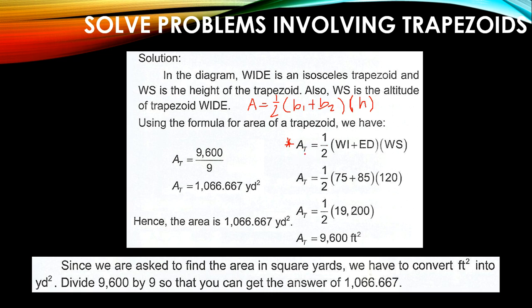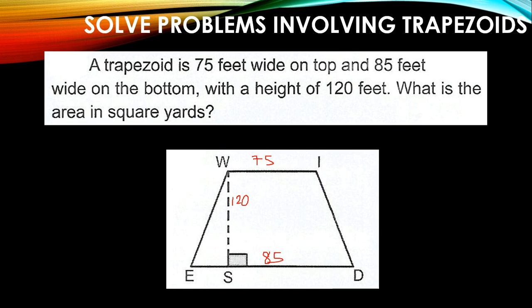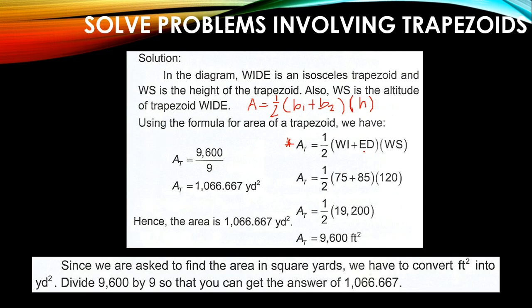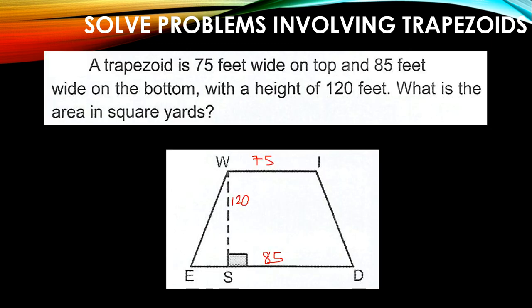A sub T equals 1/2 times WI. So, WI is the upper base. ED is the lower base. So, WI plus ED times WS. Okay? Then, WS is the height or the altitude.